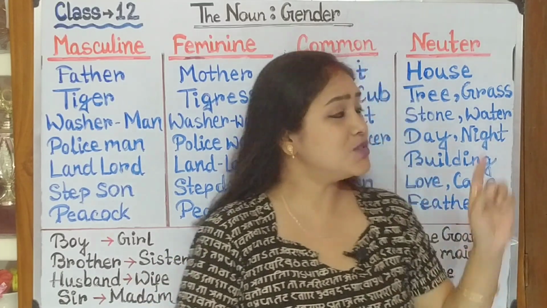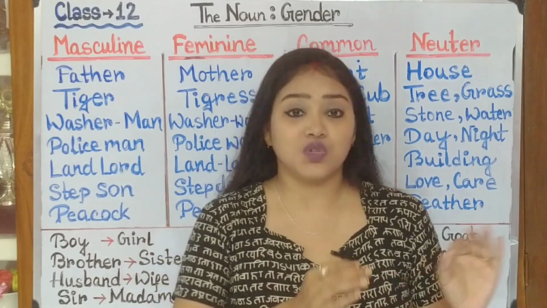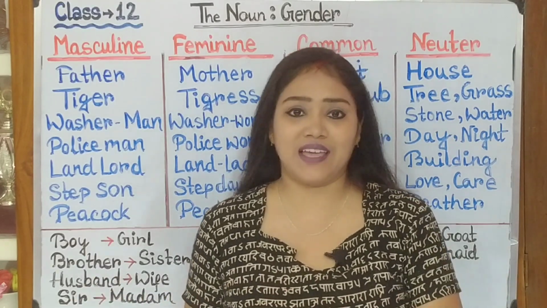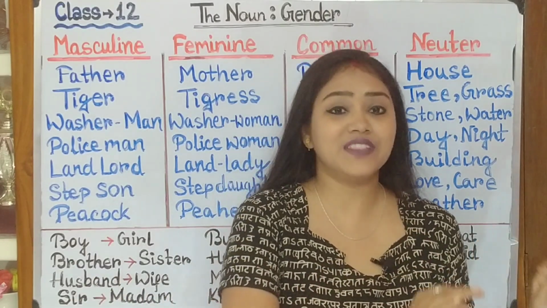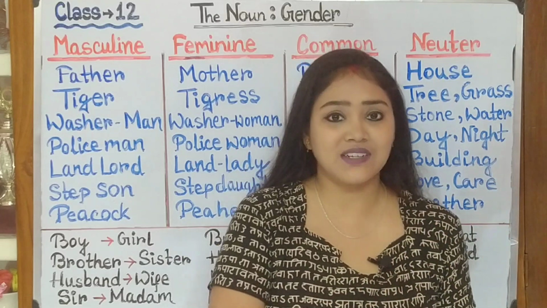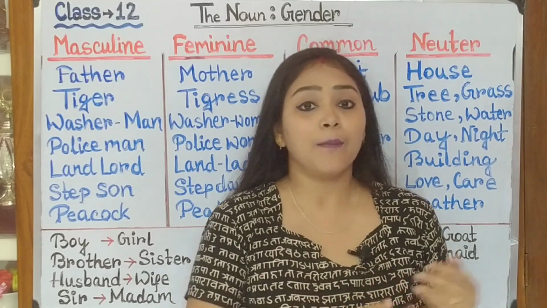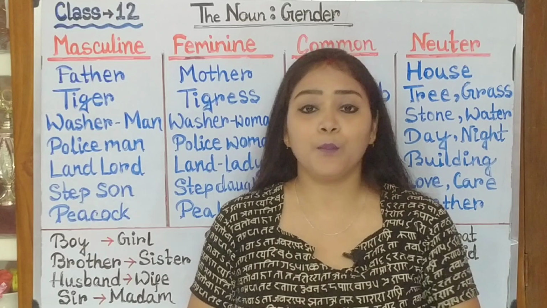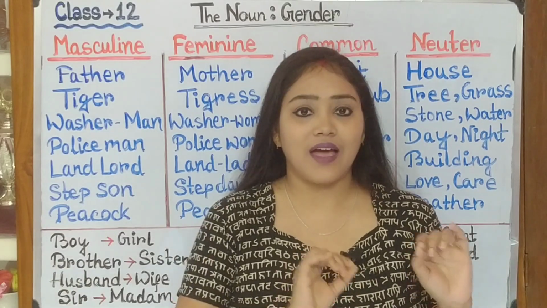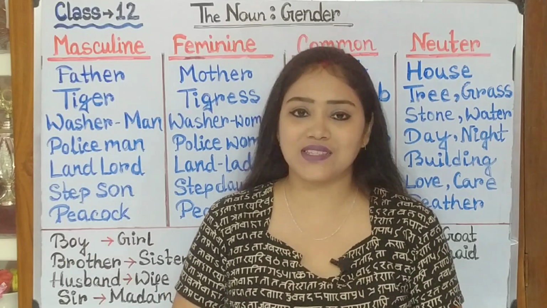And the last one is neuter gender. As you can see, neuter gender are the lifeless nouns. So nouns which are lifeless and which don't denote either sex, not even the male, not even the female. So basically the abstract nouns and the material nouns are of neuter gender. For example, pen, pencil, stone, paper, building, house, all these are lifeless things and they don't belong to any of the sex, male or female. So these are known as the neuter gender.